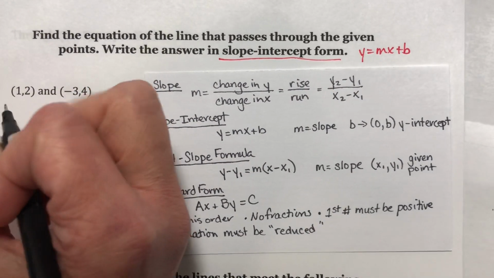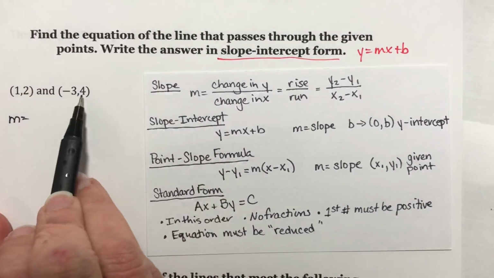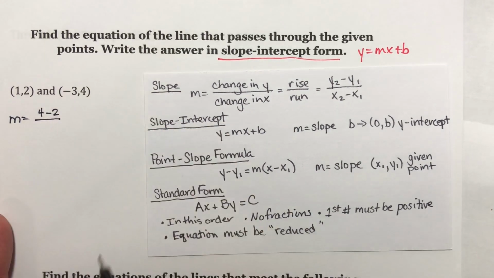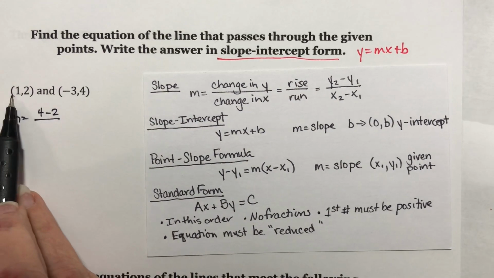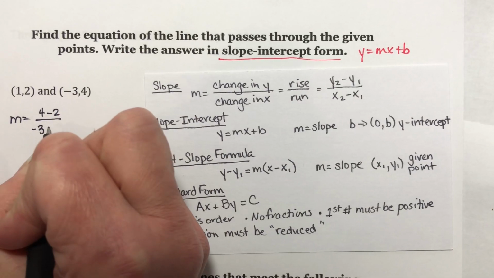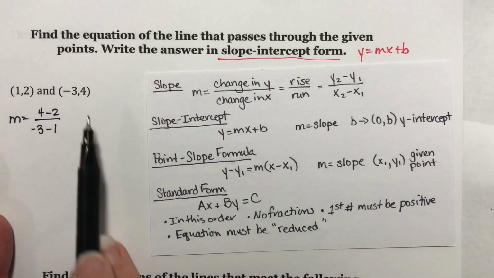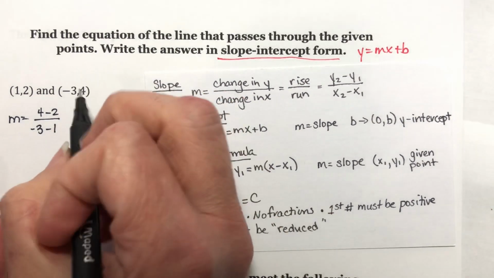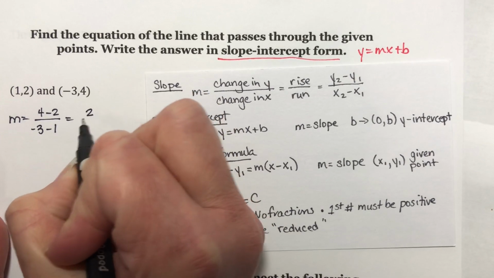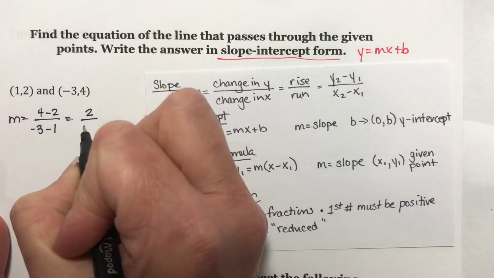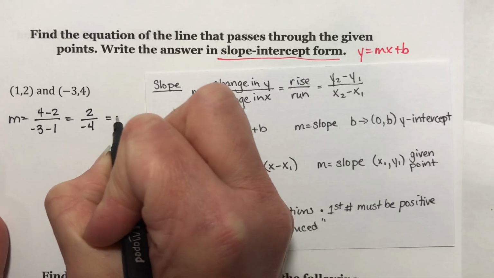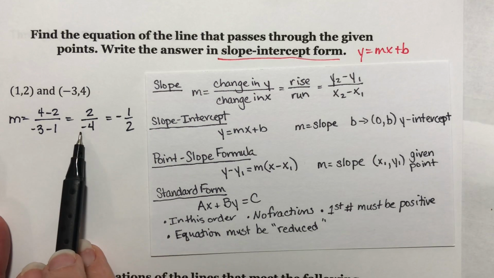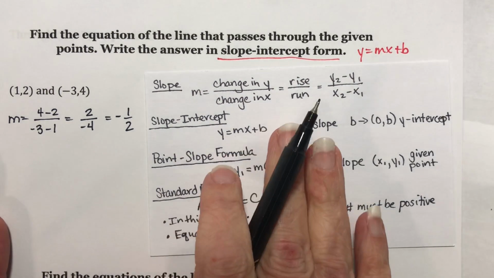Our slope is going to be y2 minus y1, 4 minus 2, over x2 minus x1, negative 3 minus 1. Remember, whatever point you start with on the top, that's the one you have to start with on the bottom. 4 minus 2 is 2. Negative 3 minus 1 would be negative 4. So this slope is negative 1/2. Remember, with a fraction, the negative can be off to the side, in the bottom, or in the top, and it's all the same thing.